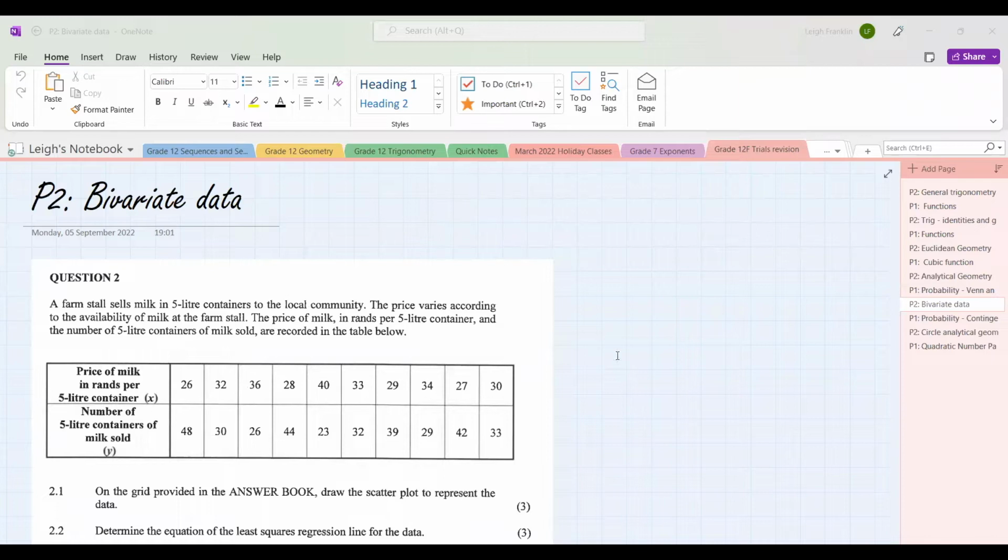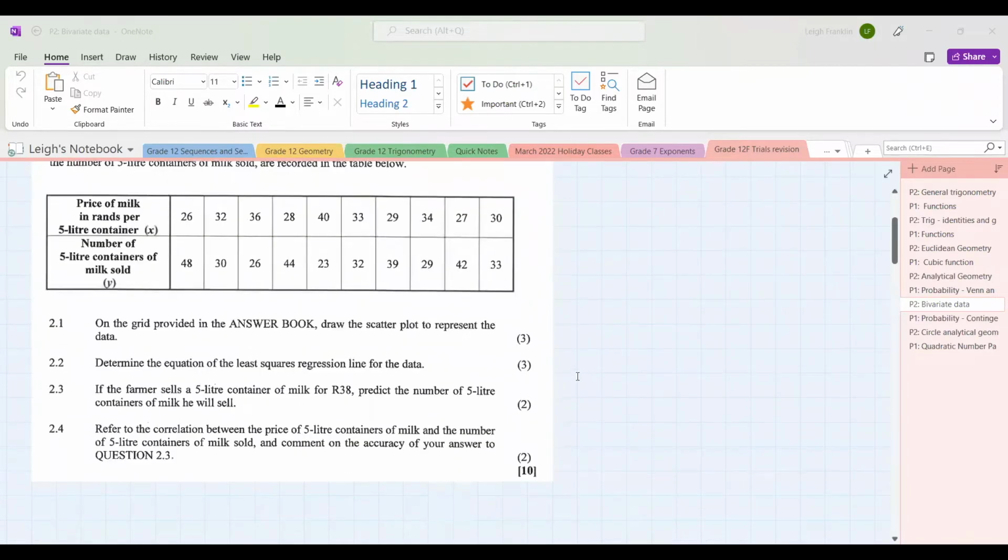Okay, so the question starts off: a farm stall sells milk in 5-litre containers to the local community. The price varies according to the availability of milk at the farm stall. The price of milk in rands per 5-litre container and the number of 5-litre containers of milk sold are recorded below. Okay, so you can see here they've labeled the rows for you. The top row is X, the price of milk in rands per 5-litre container. And the bottom row is Y, the number of 5-litre containers sold.